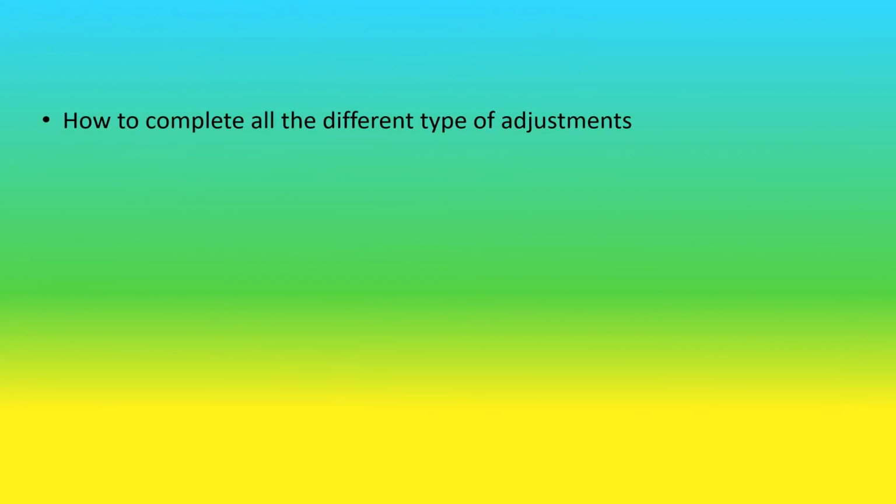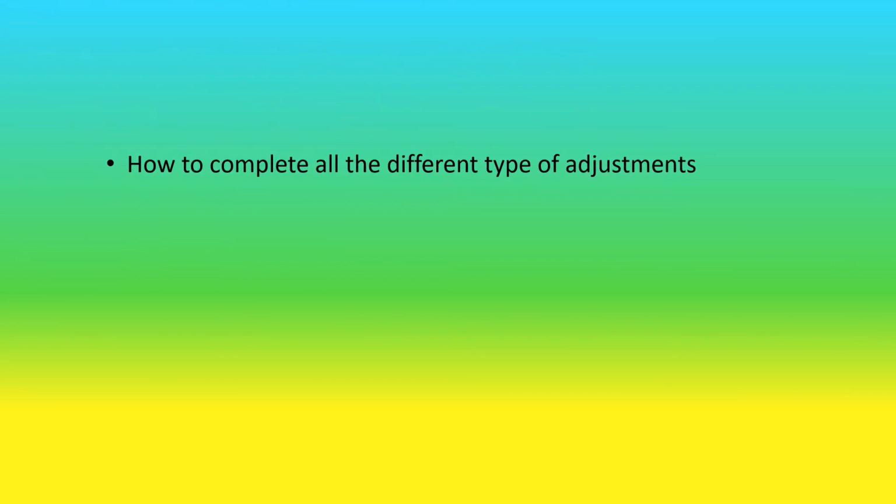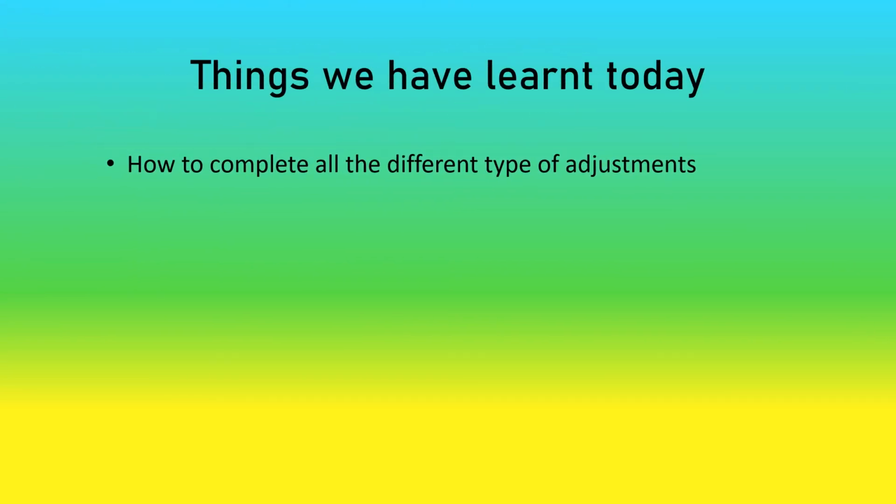So today's purpose of the lesson was to ensure that you can understand how to adjust for the different types of adjustments. Remember, the key is to identify the account it is affecting and then proceed to do the adjustment, and also to remember to show these adjustments.